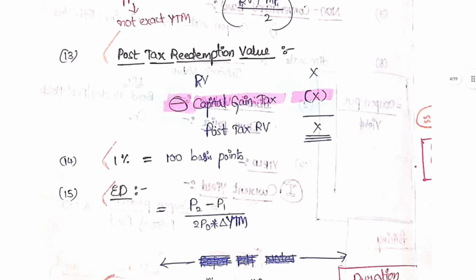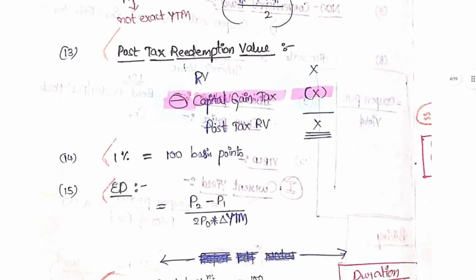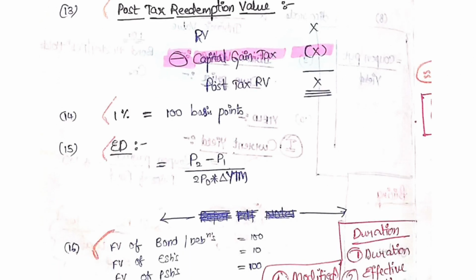Next, post-tax redemption value equals redemption value minus capital gain tax. We will get the post-tax redemption value. 1% equals 100 basis points.